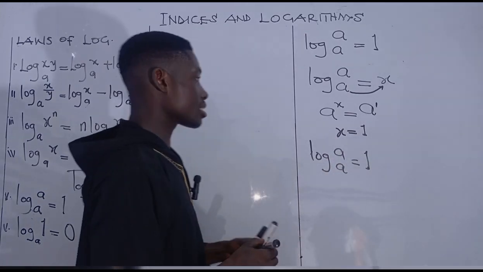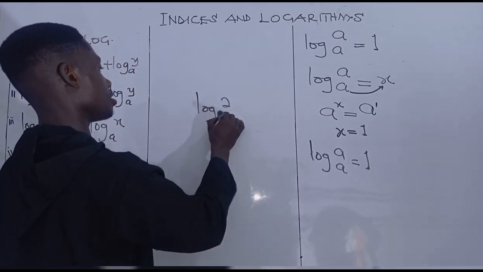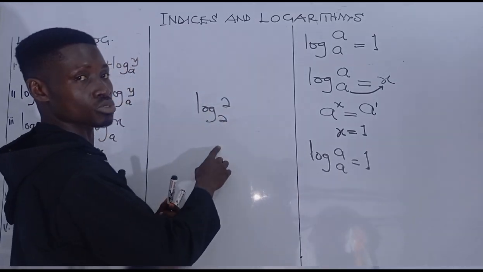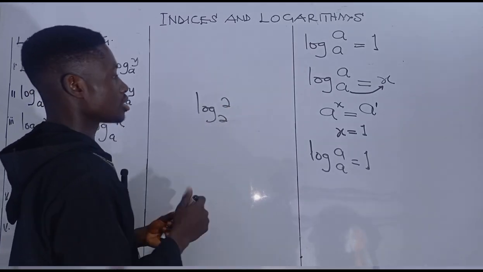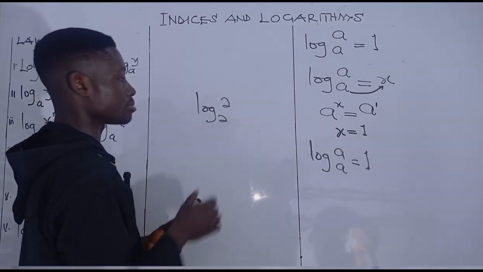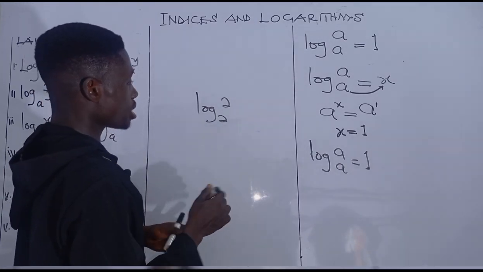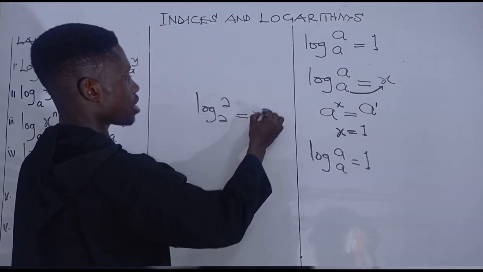Now we can apply it in this very form when you have log of 2 to the base of 2. So the number is the same as the base of the logarithm. Let's evaluate this. In other words, let's find the value of this logarithm. So we are going to equate this to any variable at all, let's say the variable x.